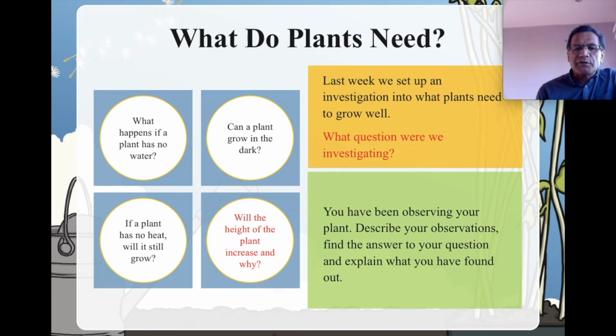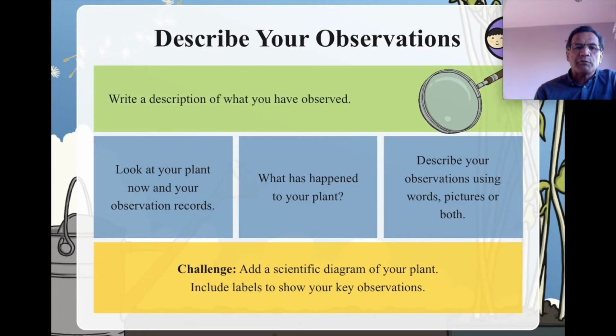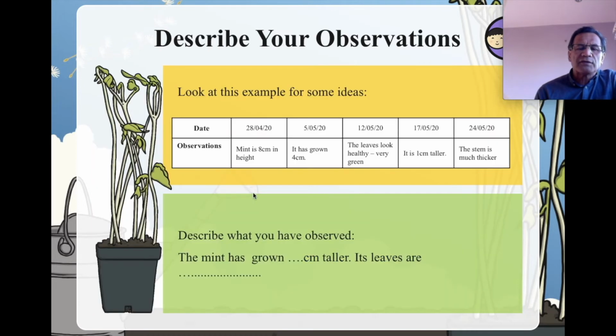So we have to do our observations, and then we have to describe our observations and explain what we've found out. And that's what we've basically done when we recorded the results. So we looked at how the plants look, are they healthy looking, green leaves, etc. We measured the height of them, and we've recorded all of that on the last slide. So if we describe our observations, we have to look at the plant and then record our observations. So what has happened to your plant? Describe your observation using words, pictures, or both. So those are things that you need to start developing.